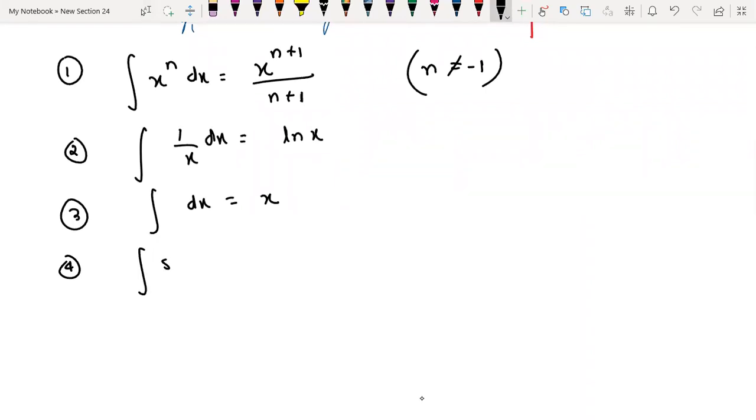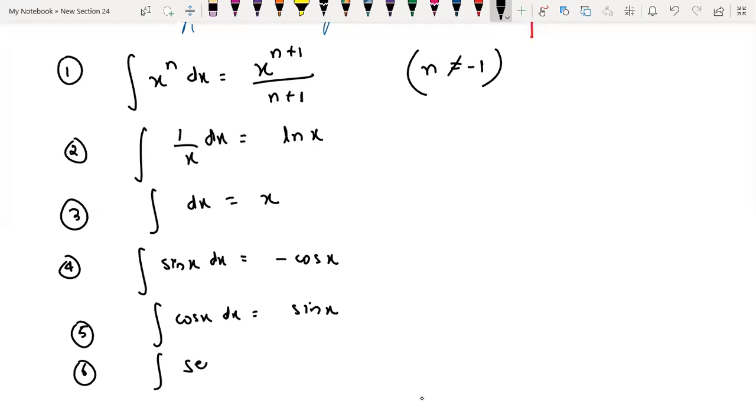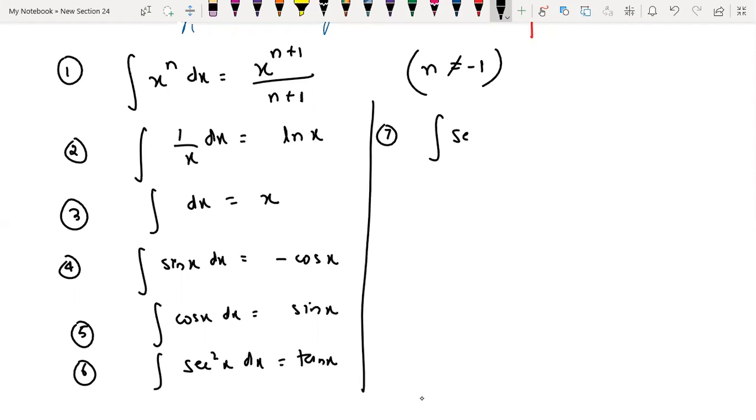Integration of sin x. So integrate करने पे हमें वो function मिलेगा जिसका differentiation करने पे same बन जाए. तो cos का differentiation होता है minus sin. So we have to differentiate minus cos, it becomes sin. Integration of cos x will become sin x. Integration of sec square x will be tan x because the differentiation of tan x is sec square x. Integration of sec x into tan x with respect to dx will be equal to sec x.